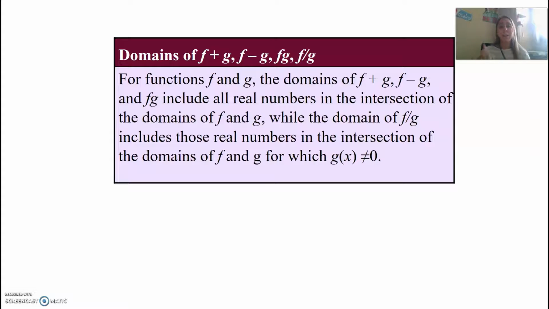But the domain of f divided by g, in all real numbers, is the intersection of the domains of f and g, for which x in the denominator does not equal 0. Meaning, you need to find your excluded values. That's what it's saying to you. Find those excluded values. So we're going to do that.